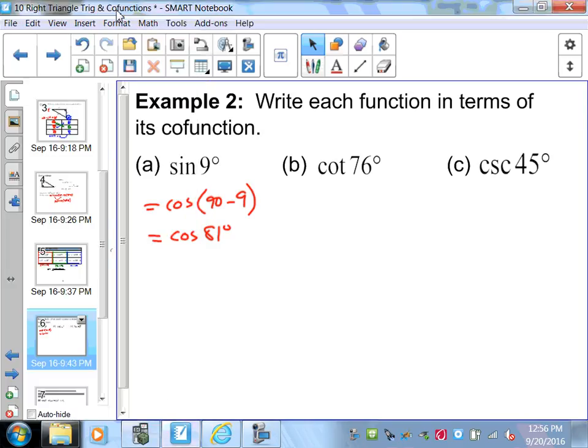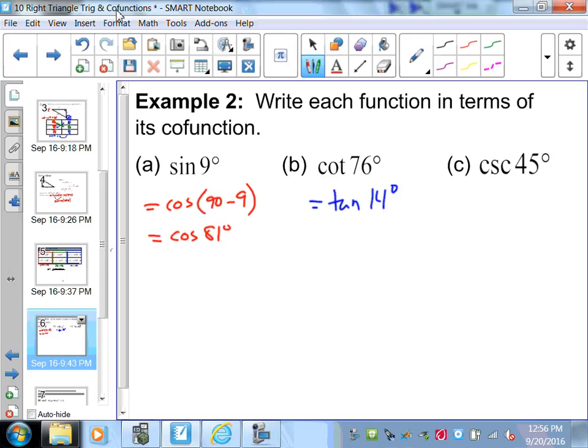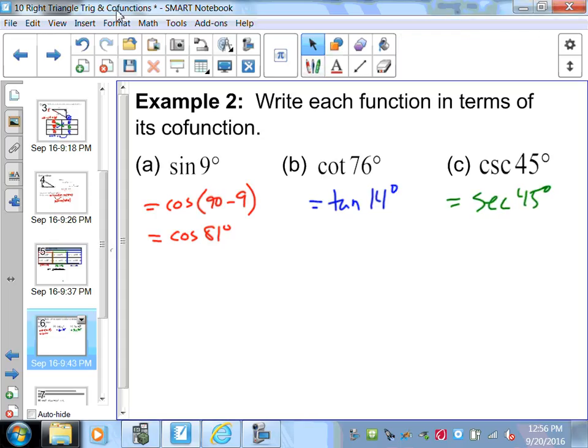So, what is equal to the cotangent of 76? You think about it. Cotangent of 14 degrees. Exactly. It's the same thing. What is equal to the cosecant of 45? That's the same thing as the secant of 45 degrees. How do you feel?